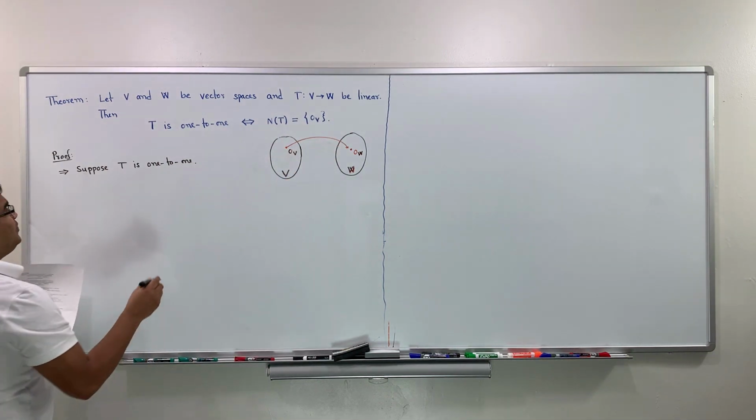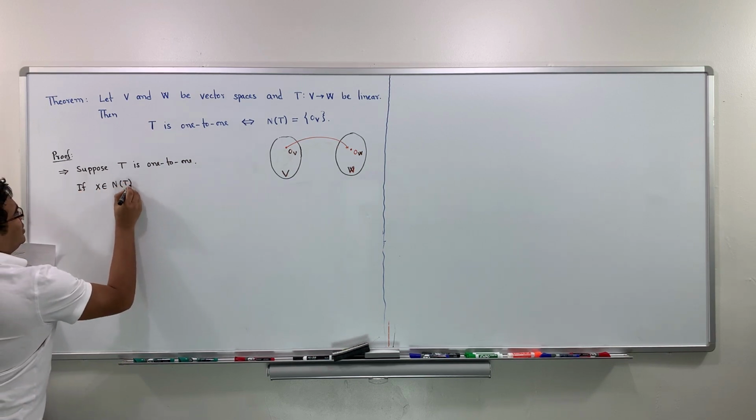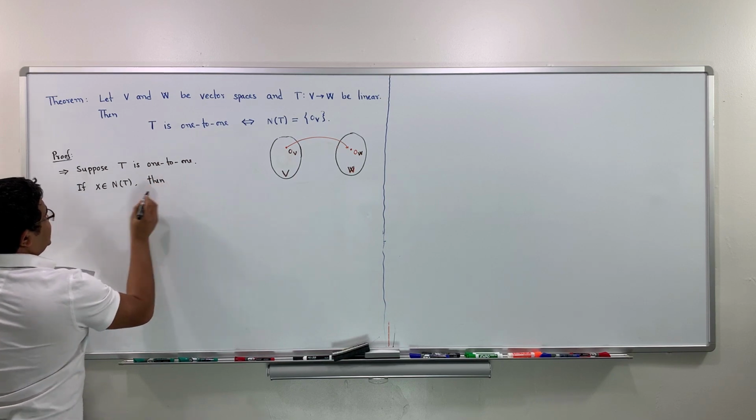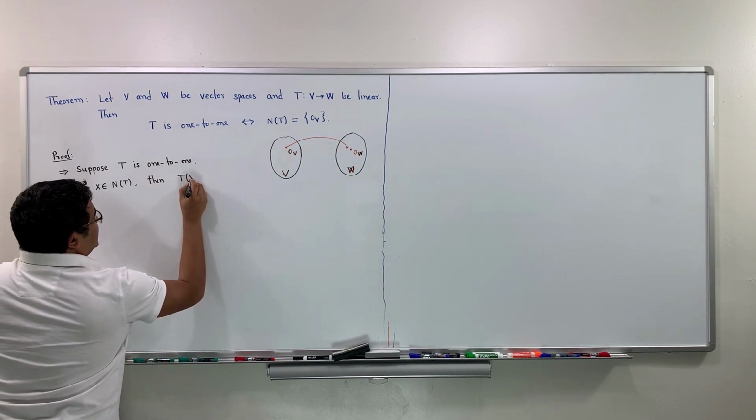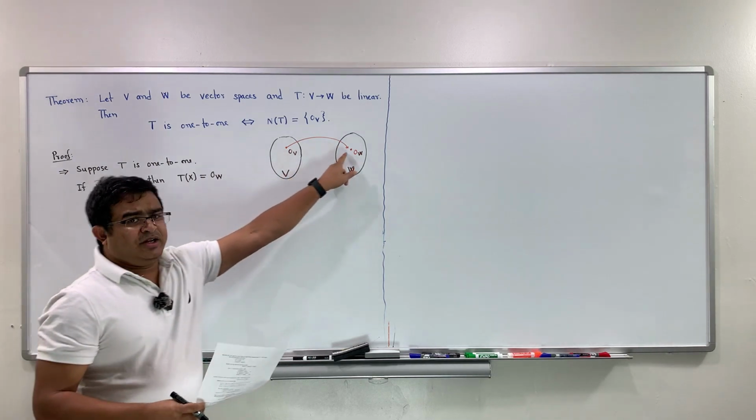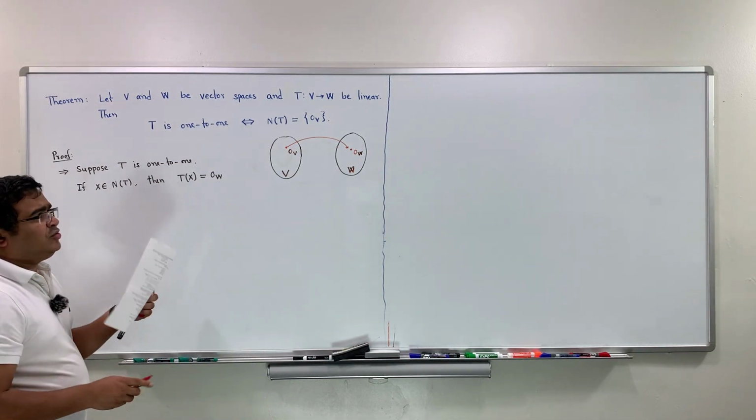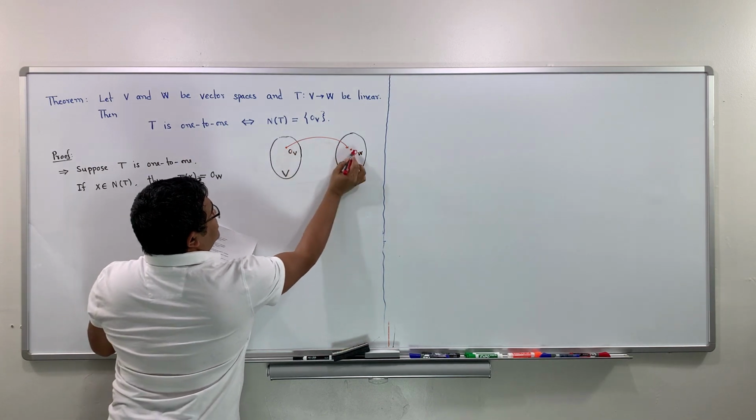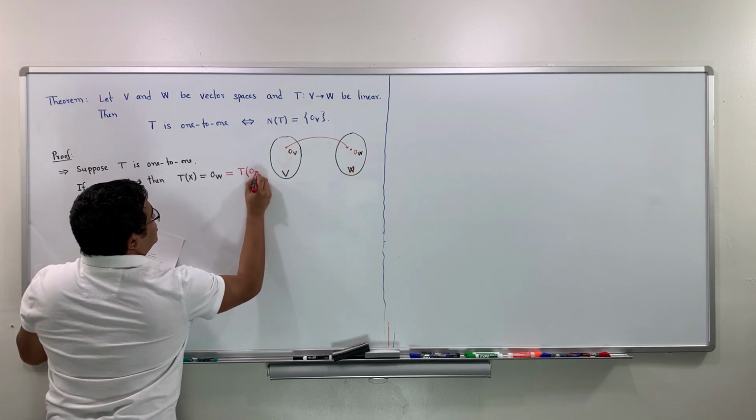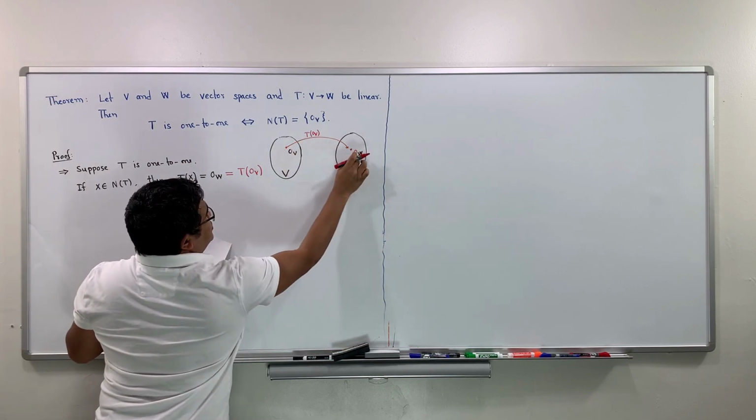Okay. So if X is an element of the null space of T, so X is a vector in the null space of T, then by the definition of the null space of T, T of X is 0 W. That means it will map to the 0 vector in W. And we know that the 0 vector always maps to the 0 vector in W. That means the 0 vector from V always maps to the 0 vector in W. So we can also write this as T of 0 V, because T of 0 V is always mapped to 0 W.